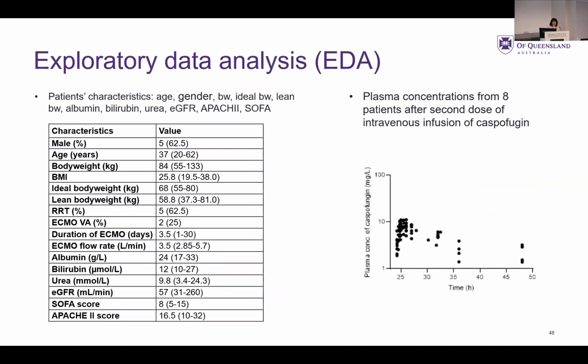So the next step I did is called the exploratory data analysis. That mainly is to summarize the patients' characteristics. This step is useful, especially when you have a large data set and complicated patient population. For mine, it's a subgroup from a large clinical trial, so only 8 patients were included. 5 of them were male, and I noticed the body weight of these patients ranged from 55 to 133, quite a large range. The data I'm going to model is only the plasma concentration, and they were all sampled within the second dose interval. The last sampling time is 24 hours after the dosing.